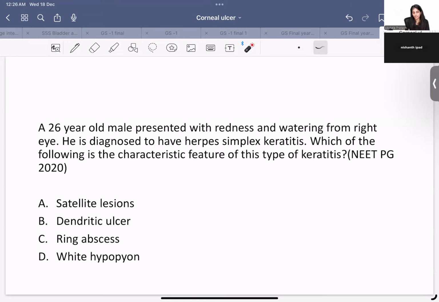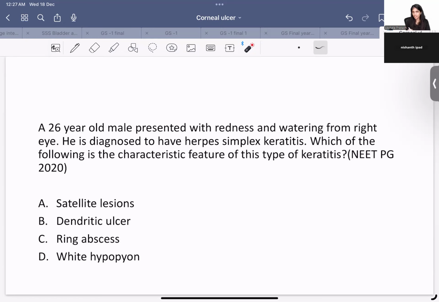The answer is very straightforward. It has to be dendritic ulcer. Dendritic ulcer is synonymous with your viral keratitis. Herpes simplex virus, viral keratitis is synonymous with your dendritic ulcer. There is no other choice that can match this if dendritic ulcer is given. There is no other choice that can be more appropriate or accurate than dendritic ulcer.